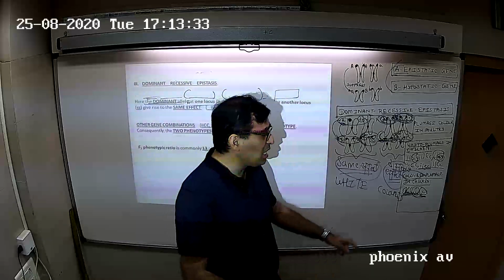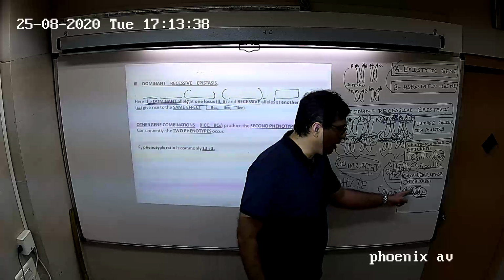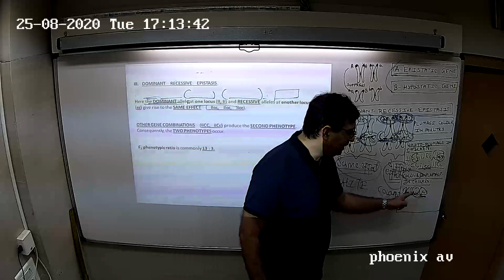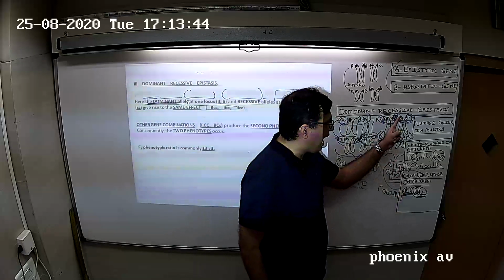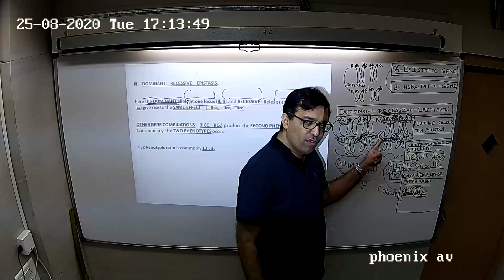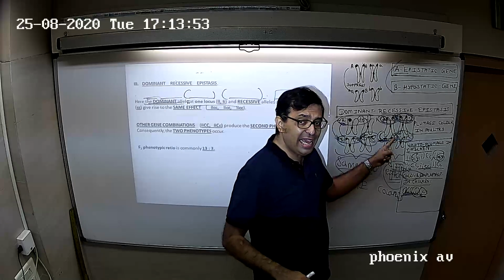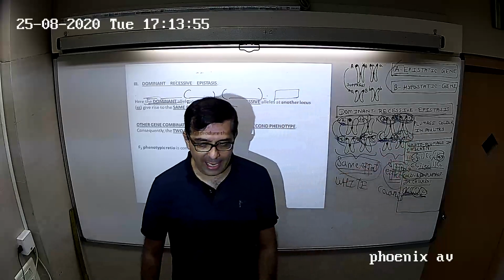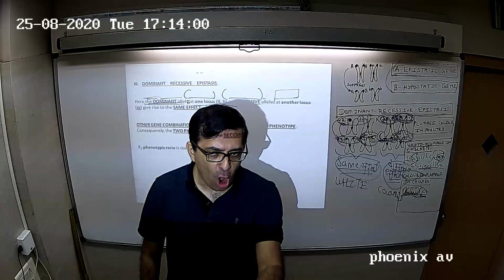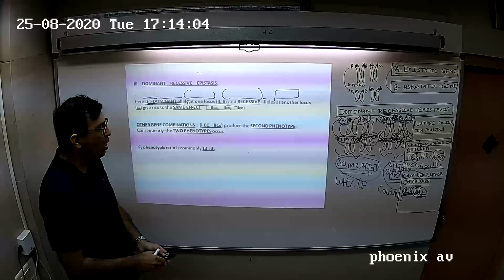When will it produce a colored plumage? When it is small i, capital C, small i, capital C, small c. Then small i will show recessive epistasis over dominant allele, capital C, or capital C, small c. If you've understood, good. If not, pause, rewind and see this again. If you've understood, we go ahead.